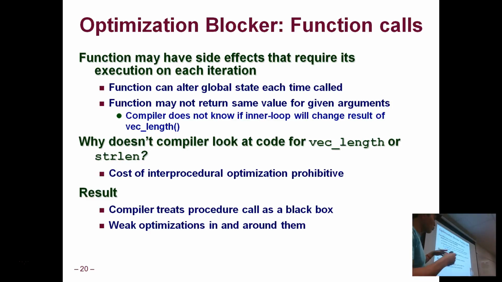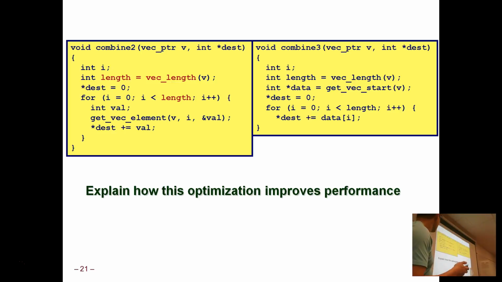So this is talking about why the compiler can't move that vector length call outside of the loop. It does not know that your inner loop keeps the vector length the same. Can't make that assumption. So if you, in your inner loop, change the length of that vector by any chance, then the compiler has just produced incorrect code. So that's not the optimization that you just talked about. Explain this optimization and how it might improve performance.